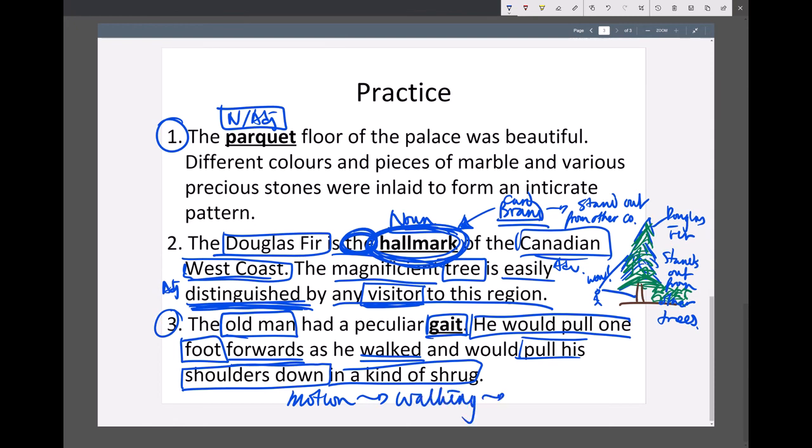So this person walks with one foot forwards and shoulders down. So the details of how he walks, the motion involved, would be a gait. The way a person walks. Okay, so the last thing we're going to do is check the dictionary to see if we're using the right definitions. And then that'll be it for this short lecture.